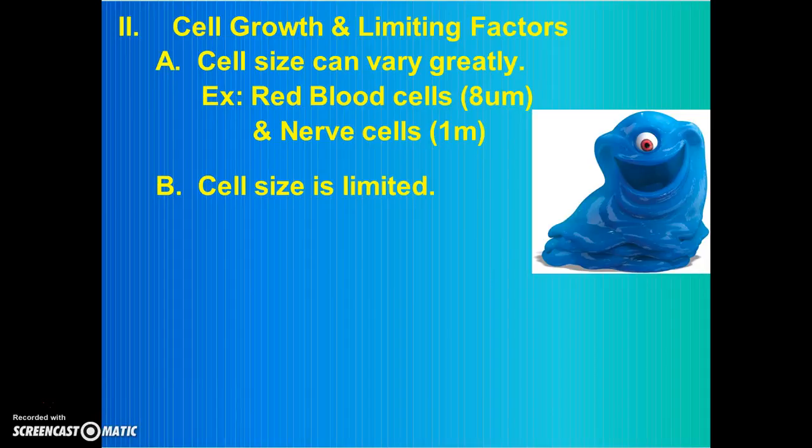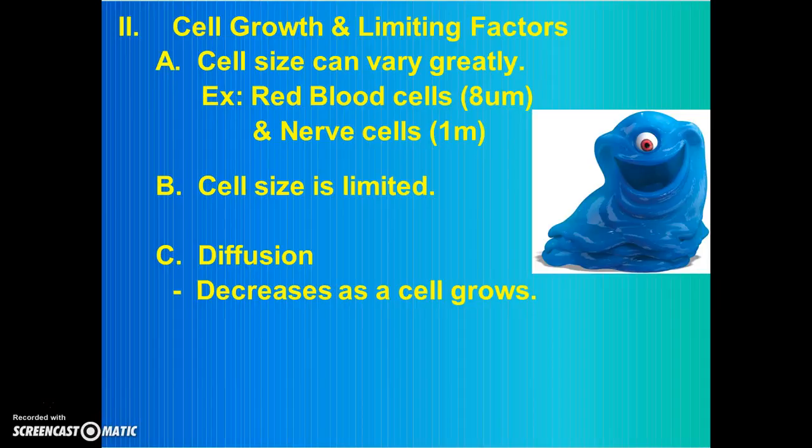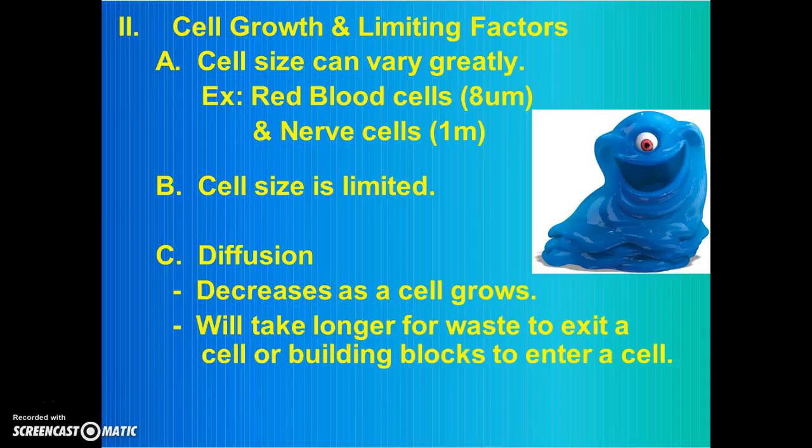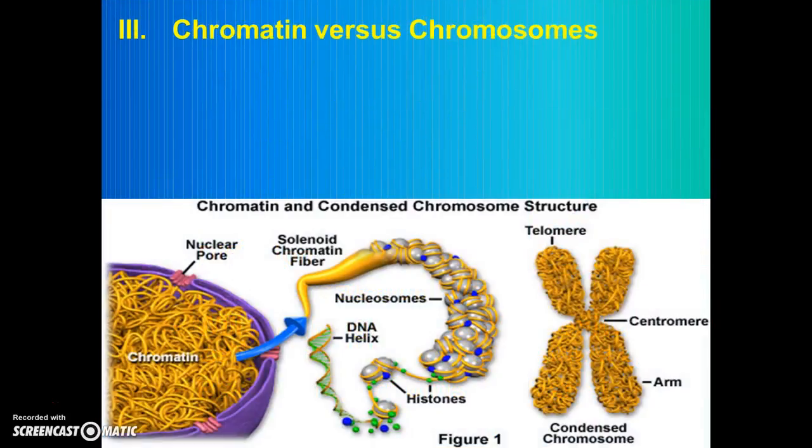And cell size is limited. Diffusion decreases as a cell grows, because the bigger the cell, the harder it is to move things from one cell to the other, and it will take longer for waste to exit a cell or building blocks to enter a cell. So it'd take longer and longer to do things. So protein production is decreased.